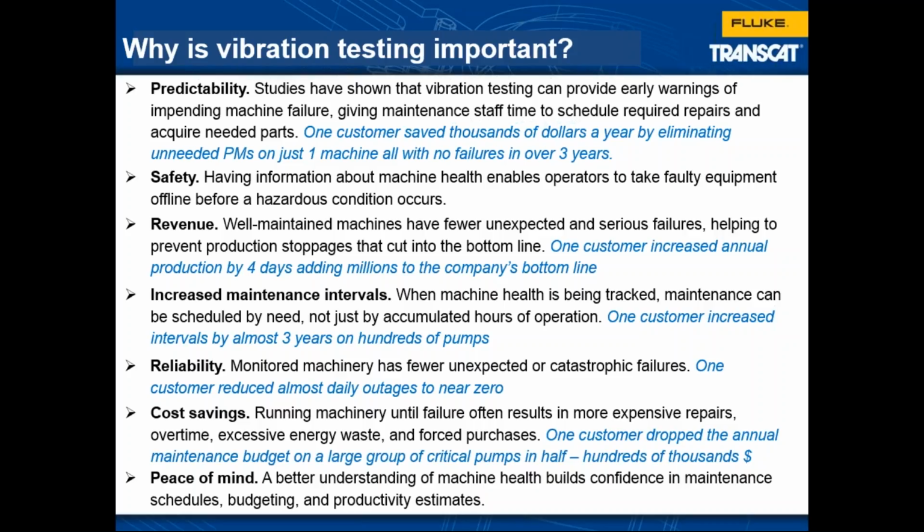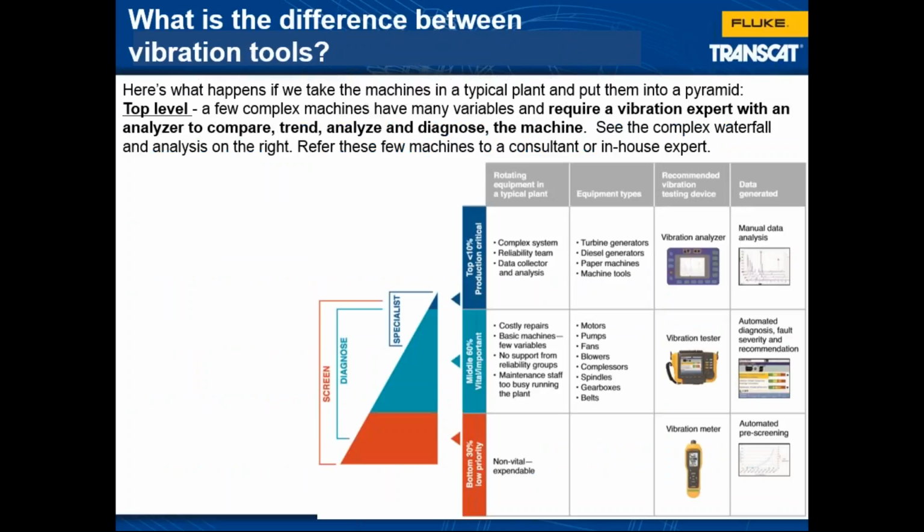So what about the different vibration tools? There's a lot of different tools out there, and let's talk a little bit about a typical plant. Let's say we took all the machines in a plant and put them into a pyramid. At the top of the pyramid are a few machines that require a vibration expert. A vibration analyzer and a vibration expert are really only required for the top few machines. These types of machines are like paper machines, machining tools, turbine generators.